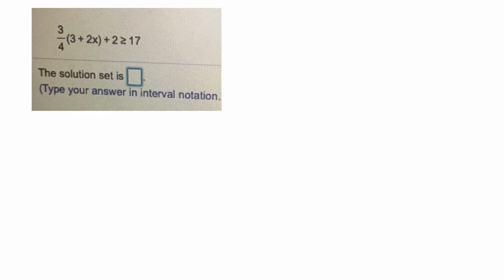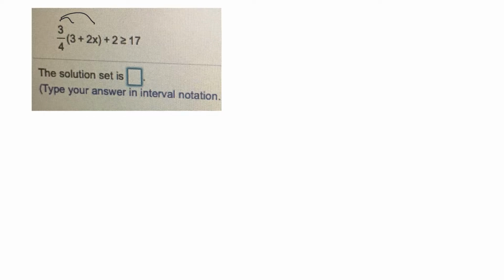Here's another nice inequality question. So we need to solve this. Whenever there's a fraction, I like to use the "I hate fractions" rule. You could immediately use the distributive property and then collect like terms and solve, or you can get rid of the fractions first. So that's what I'm going to do.